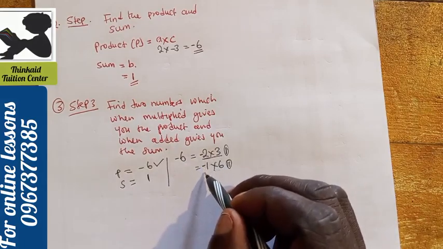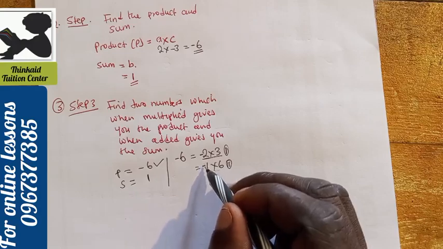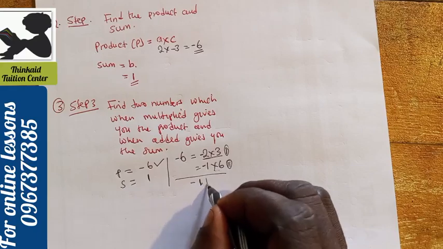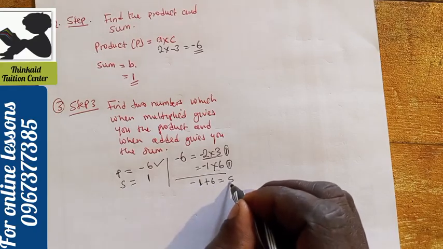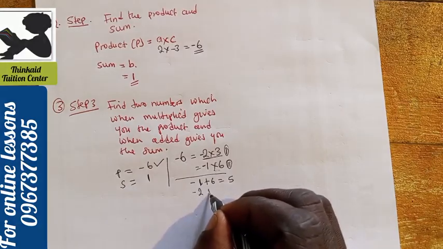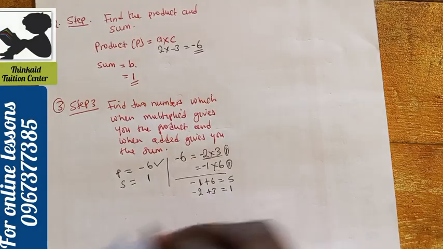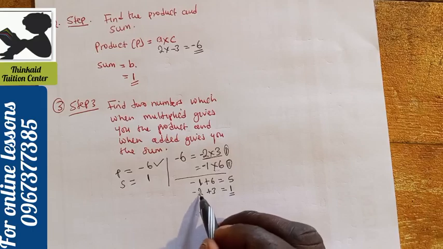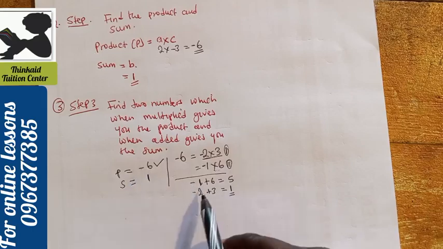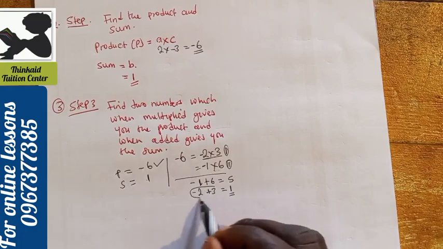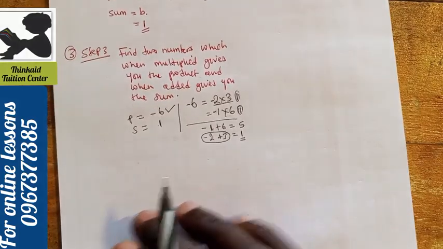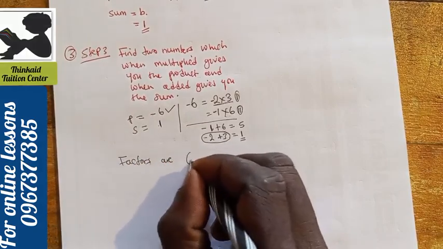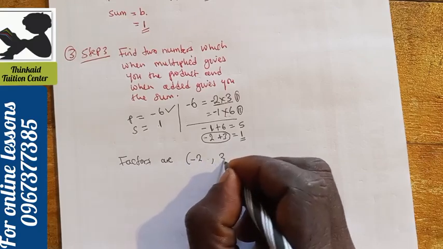Now we need to test which one will give us a positive 1 if we add them. So if we add them, -1 plus 6 gives us +5. But the other one, -2 plus 3, gives us +1. So dear friends, we can agree the only numbers that give us a negative product and a positive sum are these two numbers. So these two numbers, which are the factors we are looking for, are -2 and +3.